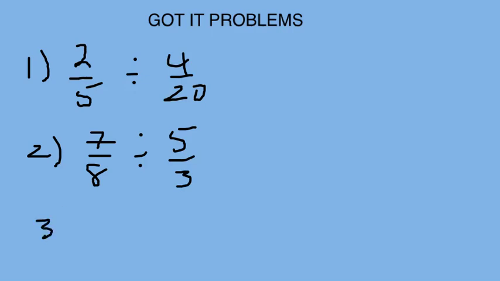And the last one is 6/7 divided by 14/15. All you have to do is take those division problems and rewrite them as complex fractions. You do not have to solve anything.